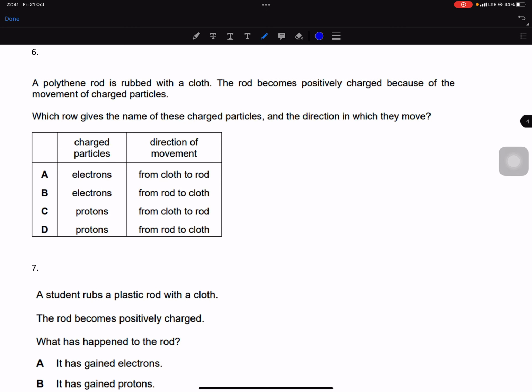A polythene rod is rubbed with a cloth. Again, the rod becomes positive, which directly means there was a movement of charged particles. So if the rod is positive, the charged particles are electrons, and the electrons would move from the rod to the cloth. Because right now the rod is here. If electrons moved to the cloth, the cloth would become negative. The rod would become positive because the rod has less electrons and the cloth has more electrons.